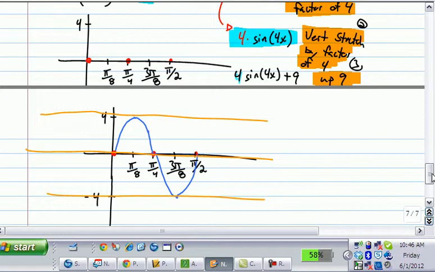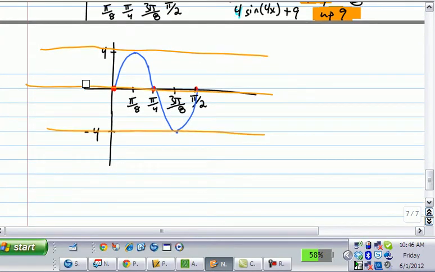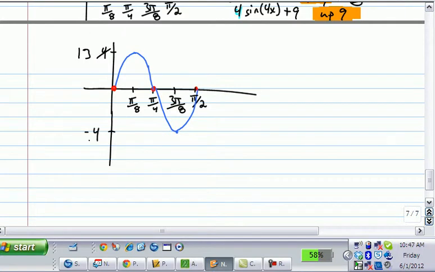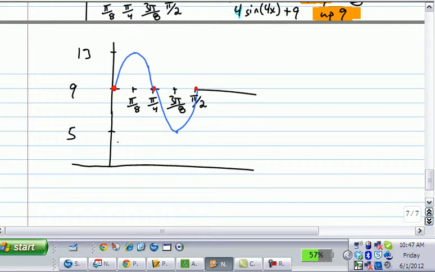So we said, hey, that guy is no longer 4, that's 13. This guy is no longer negative 4, it's 5. And the middle is now at 9. Now, it's kind of weird to have the x-axis drawn where 9 is. So if you were going to clean this up, I'd probably erase that, erase that. I'm going to have to erase this guy. It doesn't have to be a work of art. I'm going to have to put those labels now down on the x-axis.